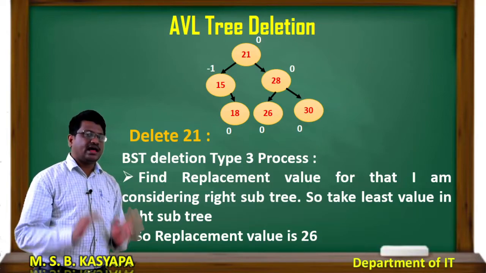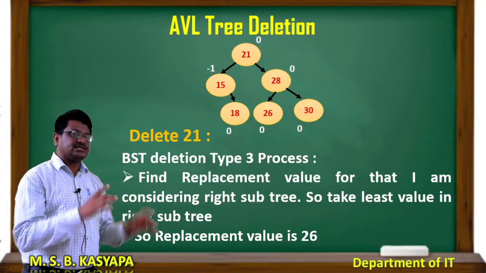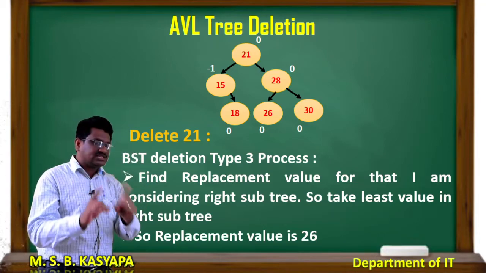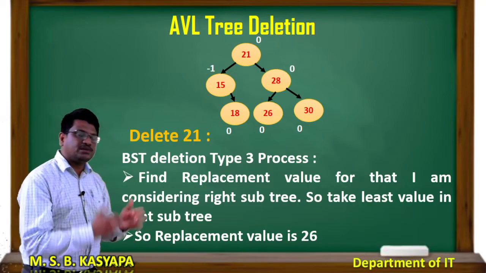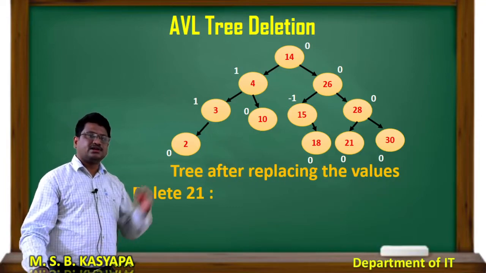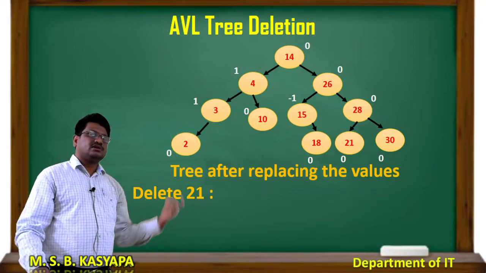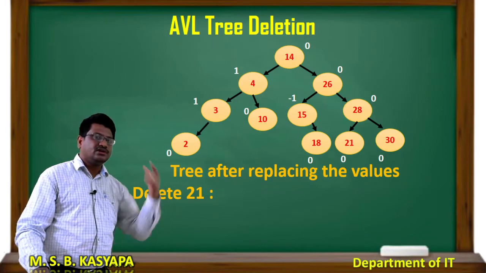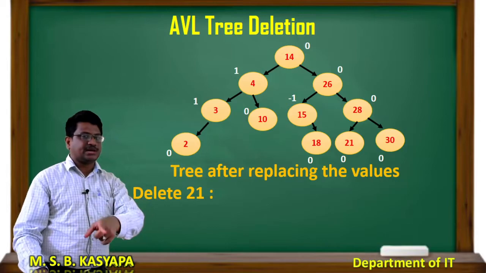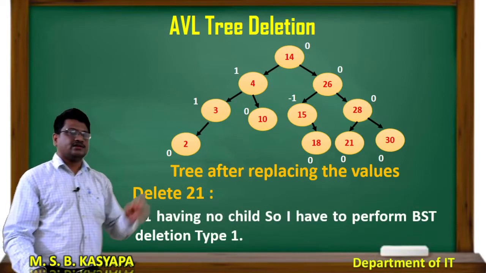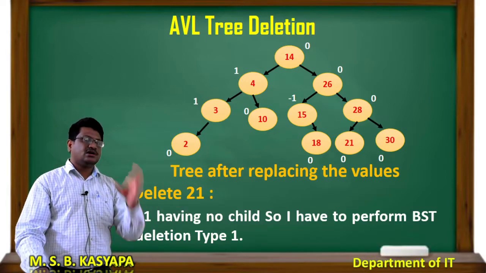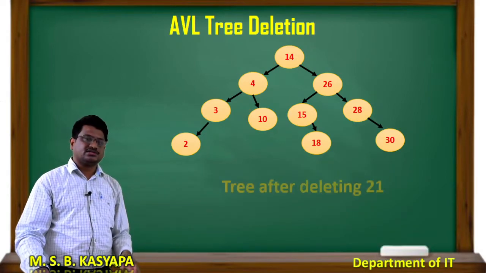So from here I am considering the right child. In the right subtree, if you see 28, 26, 30, 26 is the least value. So I have to replace 21 with 26. So if I replace the values in the main subtree, 26 and 21, now here my target is to delete 21. See, the 21, if I want to delete, it is a leaf node. So that means it is type 1. So I can directly delete the value. So type 3 should be converted into either type 1 or type 2 by replacing. After that I can delete the value according to my process.